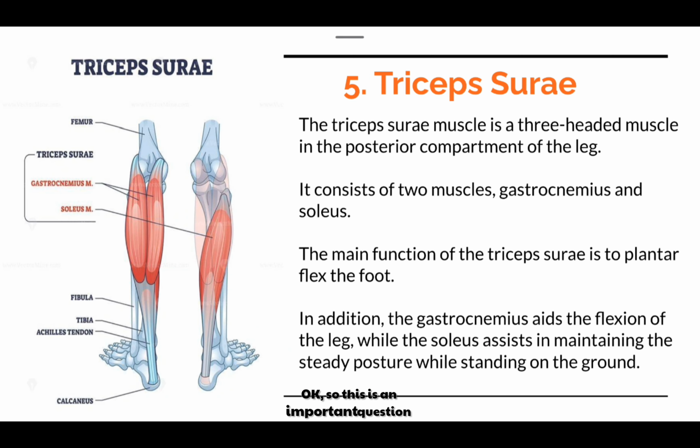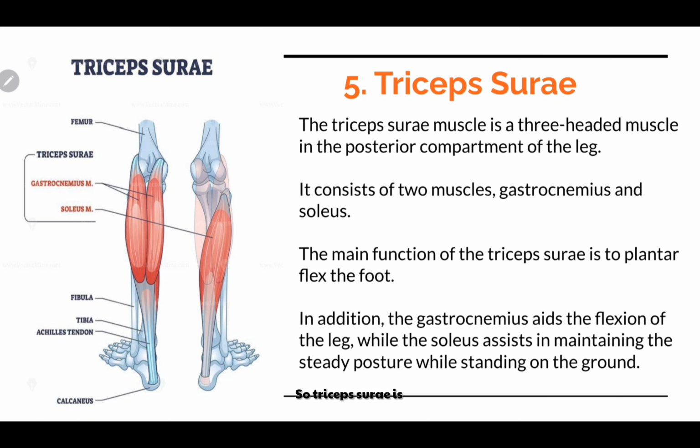Okay, now moving on to the next question, triceps surae. This is also a very important question that's been asked frequently, and it is an important muscle that we need to remember. Okay, so triceps surae is a three-headed muscle in the posterior compartment of leg. Okay, so as you can see in this diagram, this is the leg, this is a posterior view. So in posterior compartment of leg, this muscle is there, that is triceps surae.